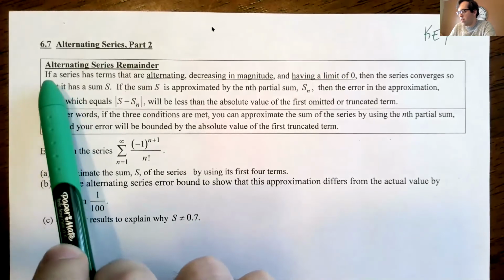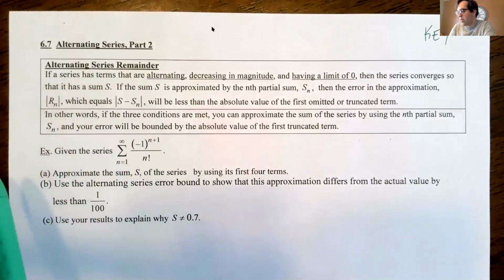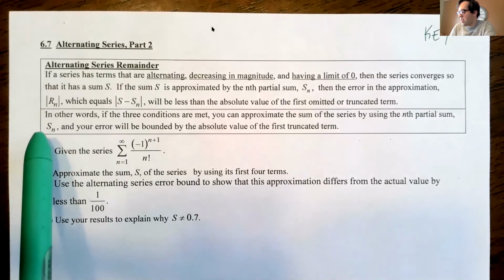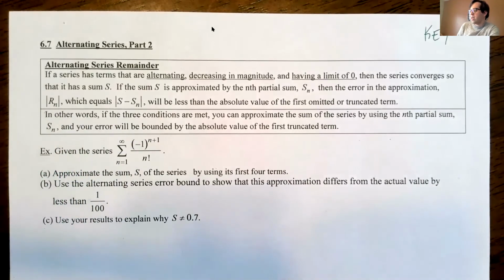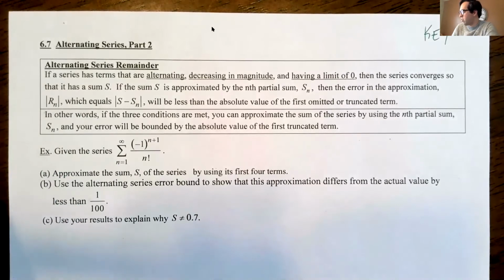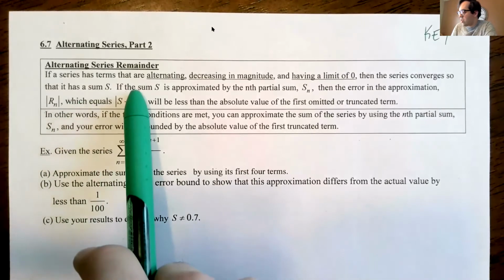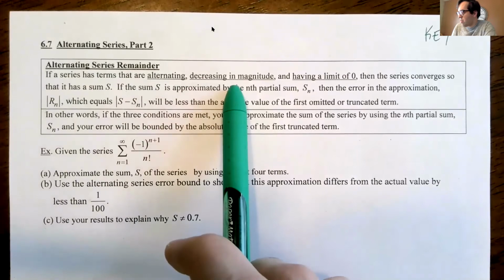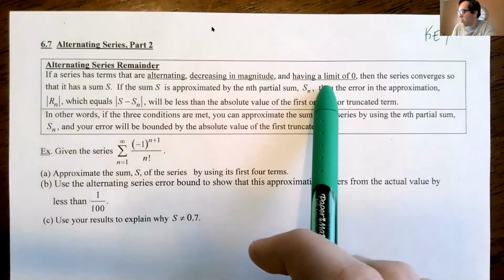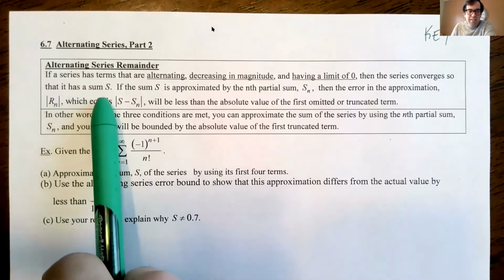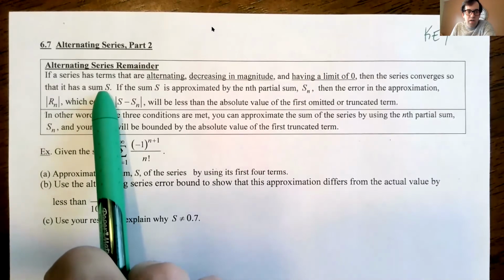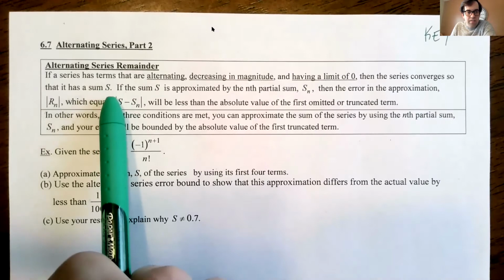Here's a description of the alternating series remainder. The first sentence is just taking a look at alternating series in general again. If a series has terms that are alternating, decreasing in magnitude, and having a limit of 0, we know that this series converges so that it has some sum S. So we're going to call the sum of this series capital S.